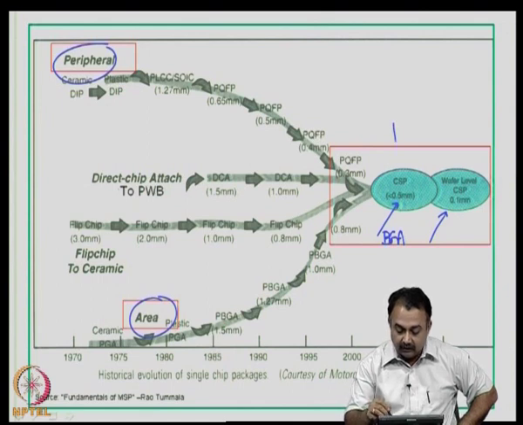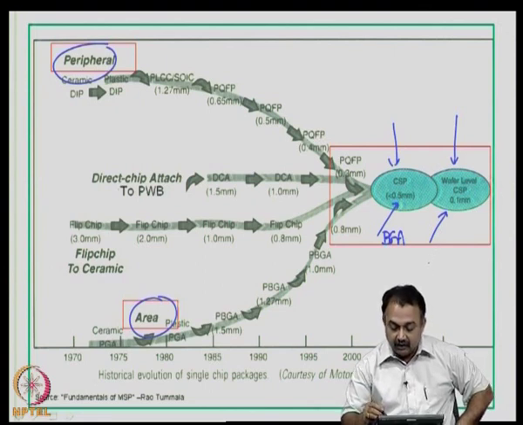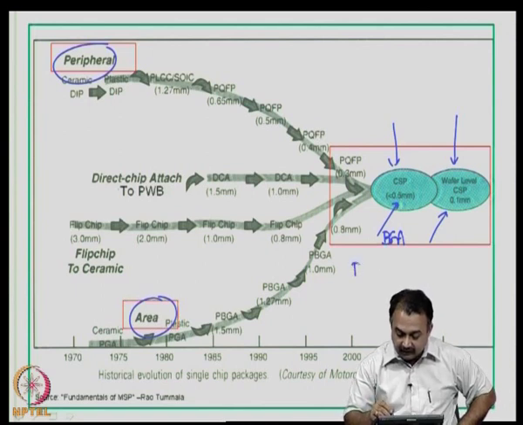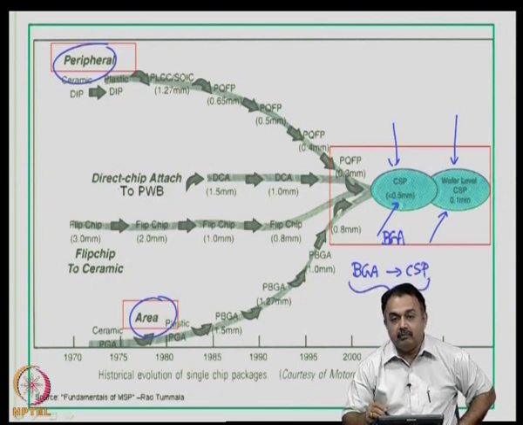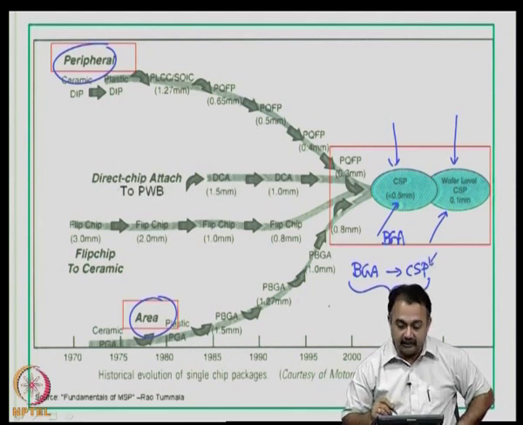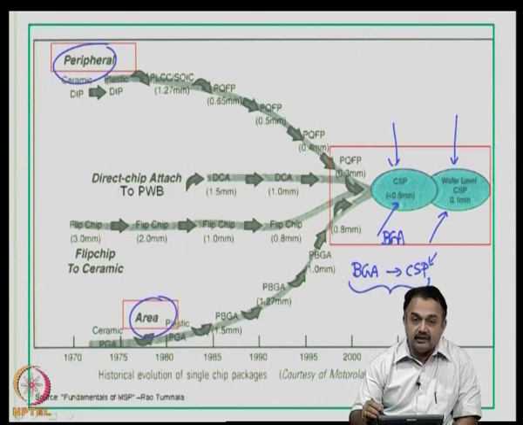As you know, the CSP methodology and wafer level CSP methodologies are slightly different. I will briefly explain conventional CSP and wafer level CSP shortly. But the BGA and CSP, the difference you have to know, the basic difference here is that the package volume is much less in a CSP compared to a BGA. So, today we are in the era of CSPs.